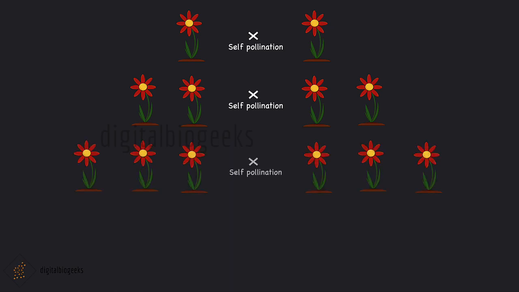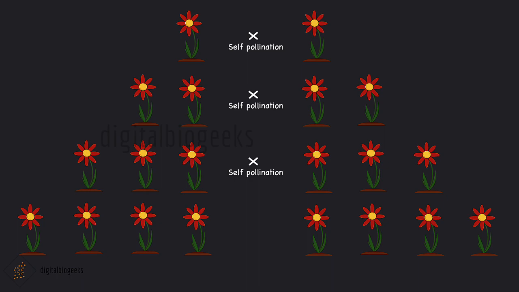For example, let's take two plants with red flowers and allow them to self-pollinate. The offspring we get will also have red flowers. If we continue the self-pollination for several generations, then the offspring will yield only red flowers, right? This is called true lines. The same trait is inherited through several generations.